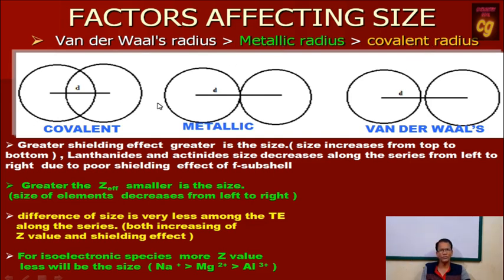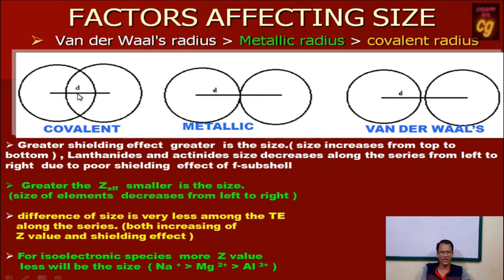Radius means the distance between two nuclei, divided by 2. When you divide by 2, it is because between two nuclei, two radii are there: the first radius of the first atom, and the second radius of the second atom. So in both cases, two radii are there. So what is the actual radius? It is the distance between two nuclei divided by 2.